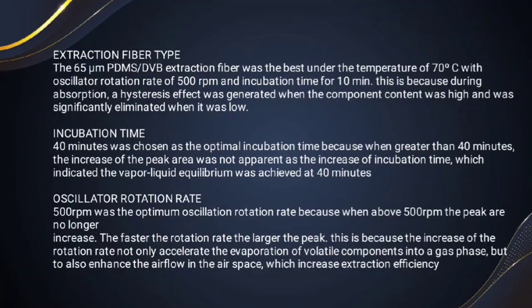Extraction fiber type. The 65 micrometer PDMS DVB extraction fiber was the best under the temperature of 70 degrees Celsius with oscillator rotation rate of 500 rpm and incubation time of 10 minutes. This is because during absorption, a hysteresis effect was generated when the component content was high and was significantly eliminated when it was low.